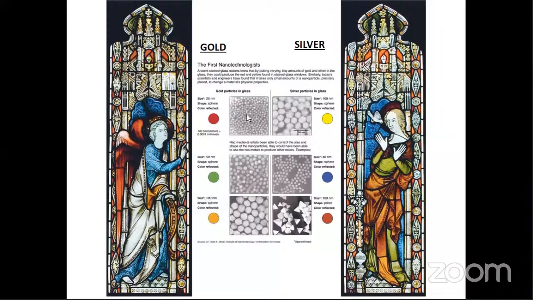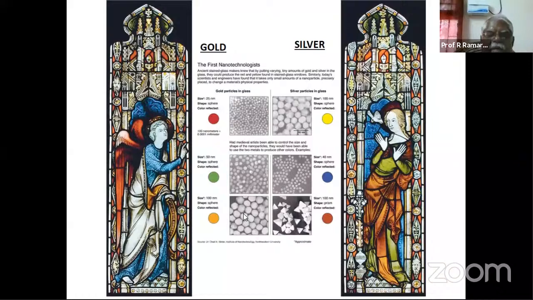Size changes means the number of atoms in each particle is different. In the small size, it may be 5,000 atoms, a little bit small. In the bigger size, maybe 50,000 atoms. This is 50 nanometer, this is 100 nanometer. When it is 100 nanometer, yellow in color, maybe the number of atoms is more.